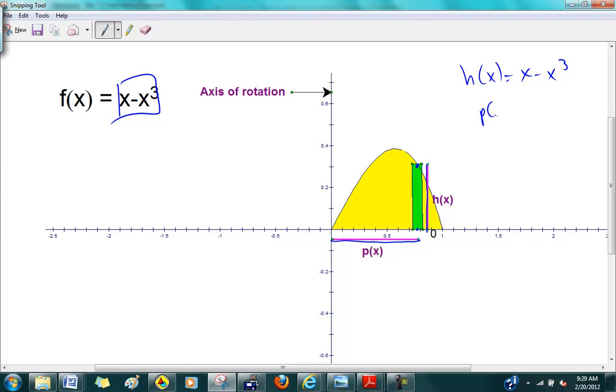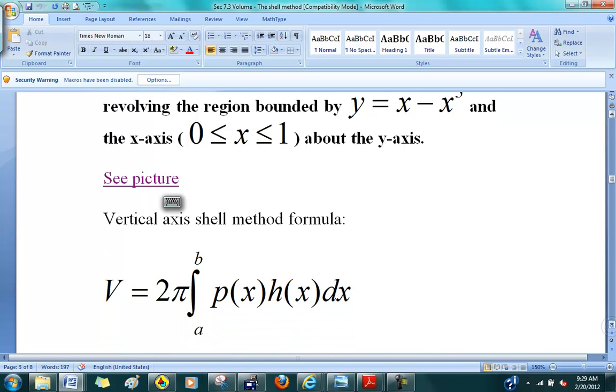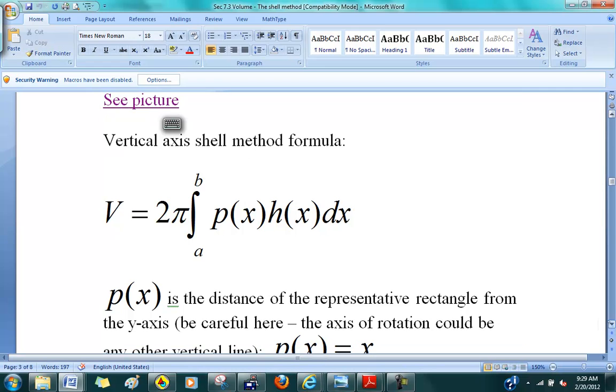Okay, so p of x equals x. Since we are rotating this about the y-axis, the integration variable is going to be x. So let's check what we have. We're going to use the vertical shell method, and the formula for the vertical shell method is 2 pi p(x) h(x) dx.